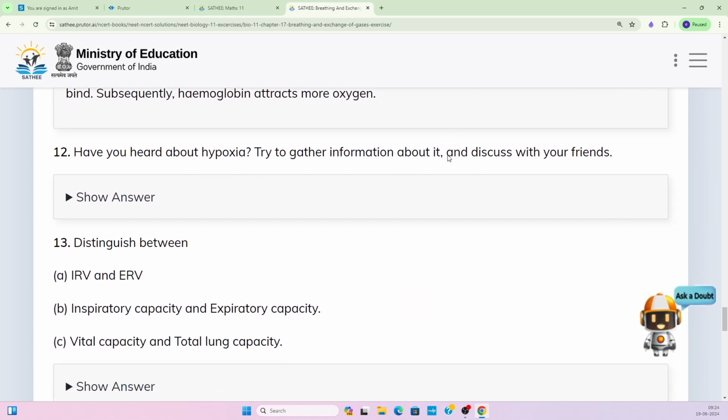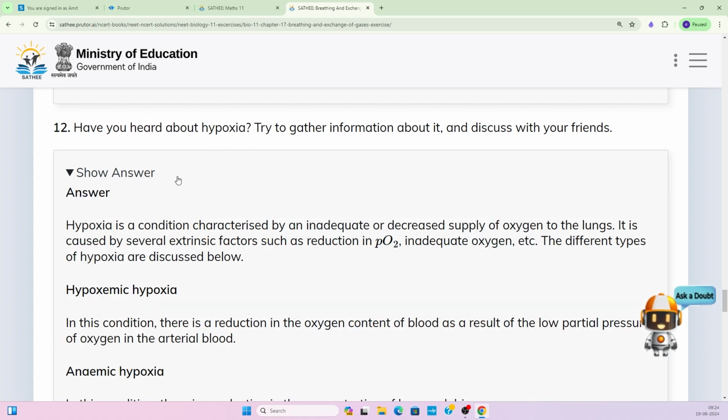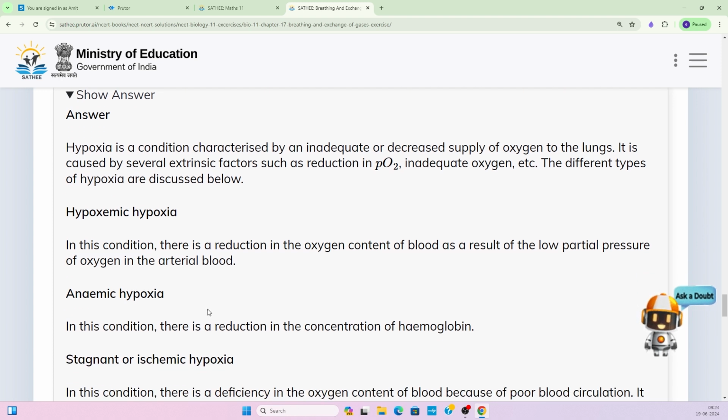Okay, next question. Have you heard about hypoxia? Try to gather information about it and discuss with your friends. So the answer to this question: what do you understand by hypoxia? Hypoxia is a condition characterized by an inadequate or decreased supply of oxygen to the lungs. When there is a less supply of oxygen to the lungs, that is called hypoxia.